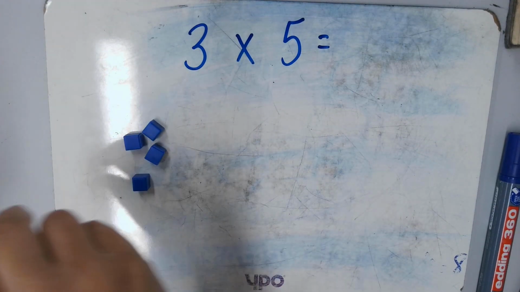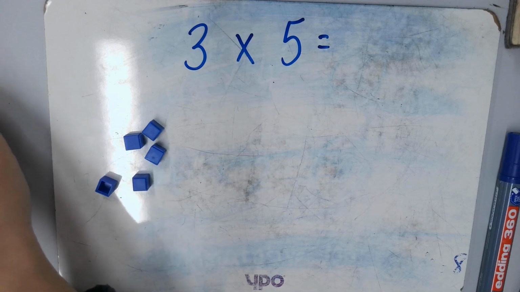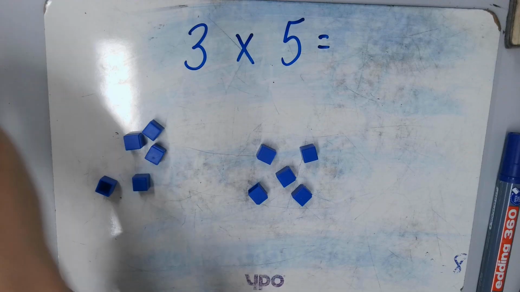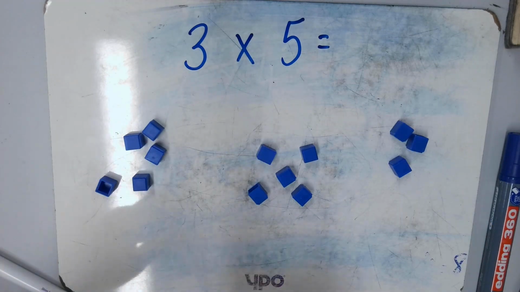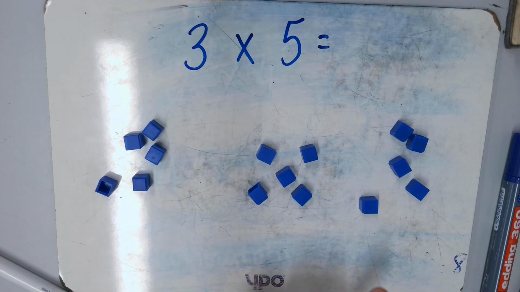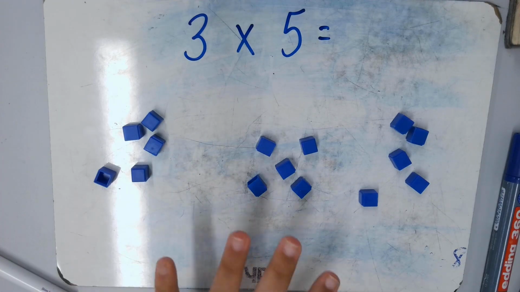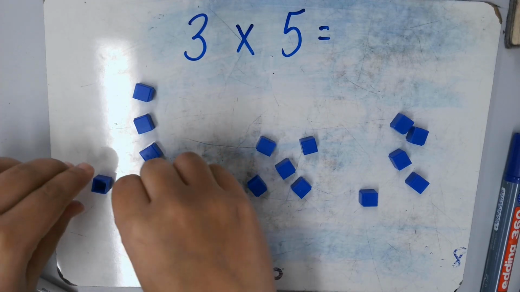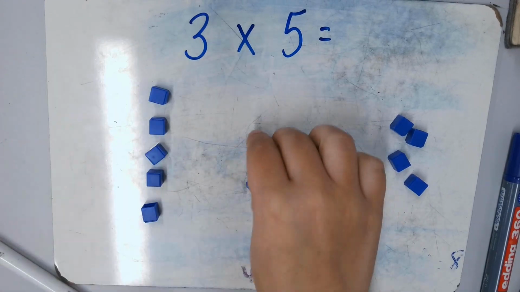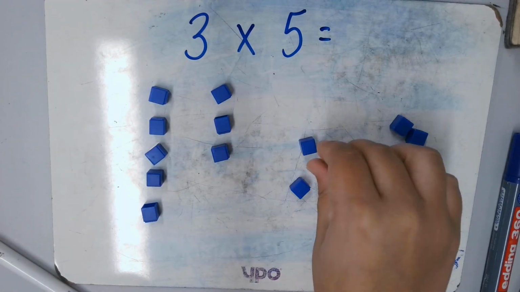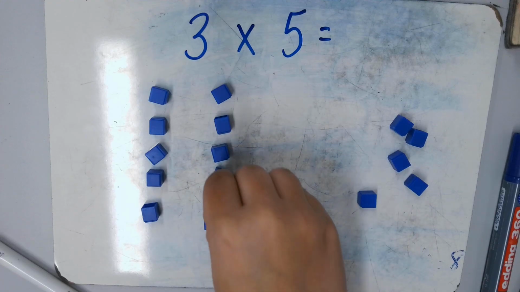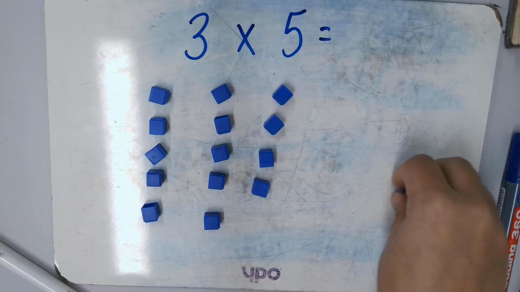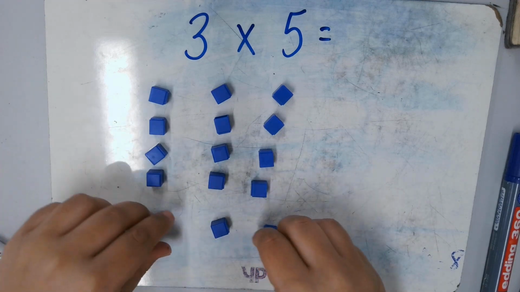1, 2, 3, 4, 5. 1, 2, 3, 4, 5. And 1, 2, 3, 4, 5. I've made my 3 groups of 5, but this isn't an array yet. Let me arrange it into one. I've got 1, 2, 3, 4, 5, 1, 2, 3, 4, 5, 1, 2, 3, 4, 5. Just going to straighten that all out.